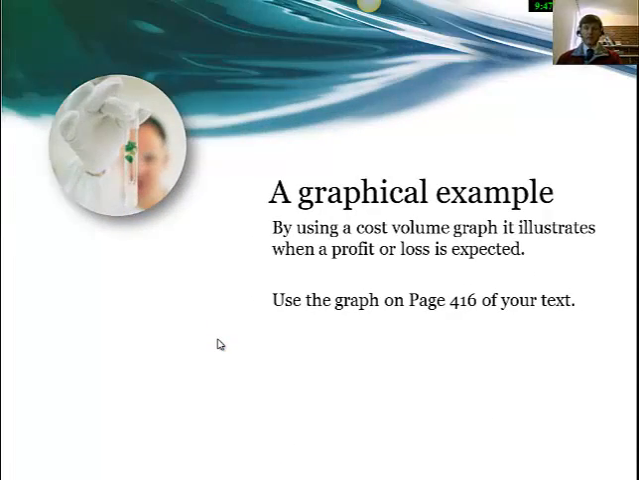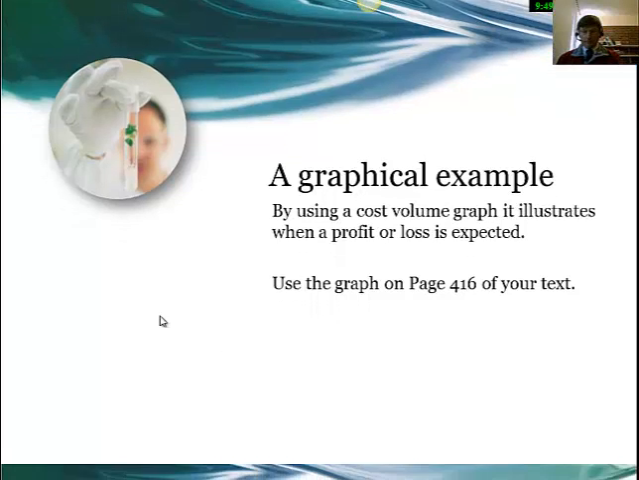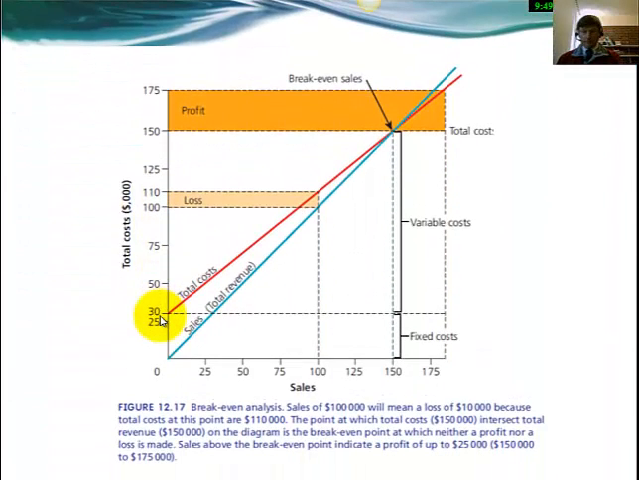Let's look at the graphical example using a cost volume graph. Here's the example from page 416. There's two important lines. First of all, the sales, the total revenue curve. You can see that once we start selling units, it goes from 0 all the way up here on the blue line. The total cost, remember, is the fixed cost.